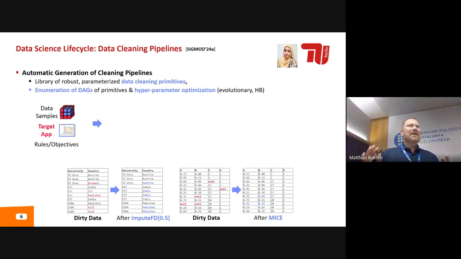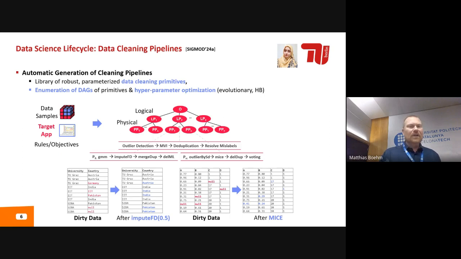I want to admit, fully automating this process is completely unrealistic. It's always a semi-manual process. What we try to automate are the mechanical aspects, where data scientists repeatedly try certain configurations via trial and error, evaluate them, and then come back. So what we are doing is we first enumerate logical pipelines that represent the structure of data cleaning primitives, which primitive after which, evaluated with default parameters.